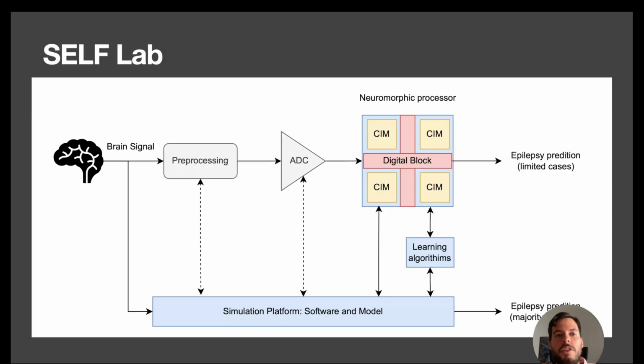This paper is done in the context of the Self Lab, a lab for smart edge devices for healthcare. In the project we are working on in this lab, we are building a neuromorphic processor that can detect epilepsy attacks by measuring brain signals, and then stimulate the brain to avoid these epilepsy attacks. So the idea is that this neuromorphic processor implanted in the brain would have a spiking neural network that detects the epilepsy attacks.